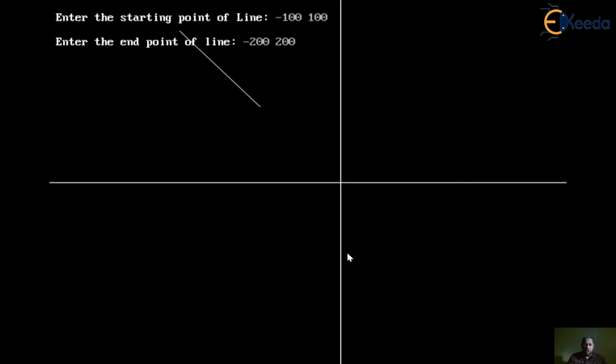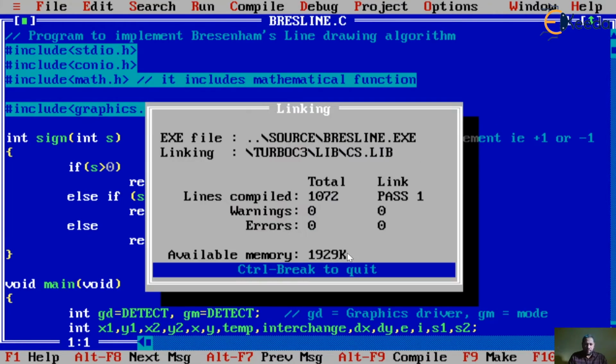Third quadrant, what is going to happen? This is the first, second, and third quadrant. In the third quadrant, x and y both are negative. So I will show how we can draw it. Control F9. Now I am entering the values minus 100 and minus 100. Both the x and y values are negative.